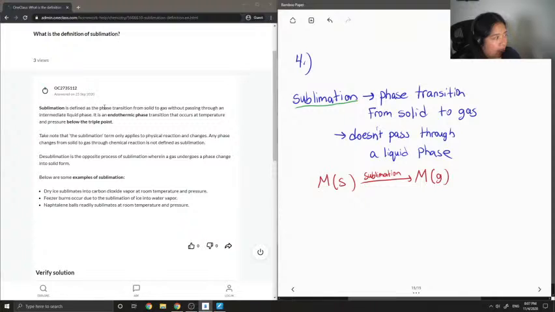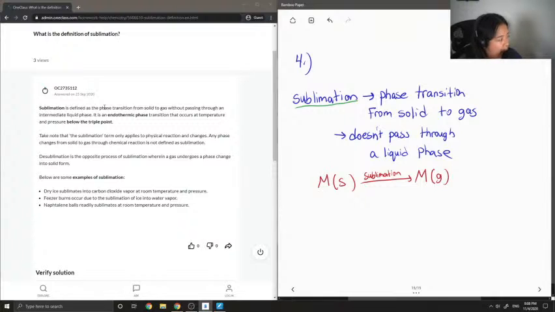So basically it has to be a natural phase change that occurs when there's a change in temperature or a change in pressure. Like if you added oxygen or something to your metal and then it turns into a gas, this doesn't count as sublimation. So desublimation is the opposite process of sublimation wherein a gas undergoes phase change into solid form. Below are some examples of sublimation.